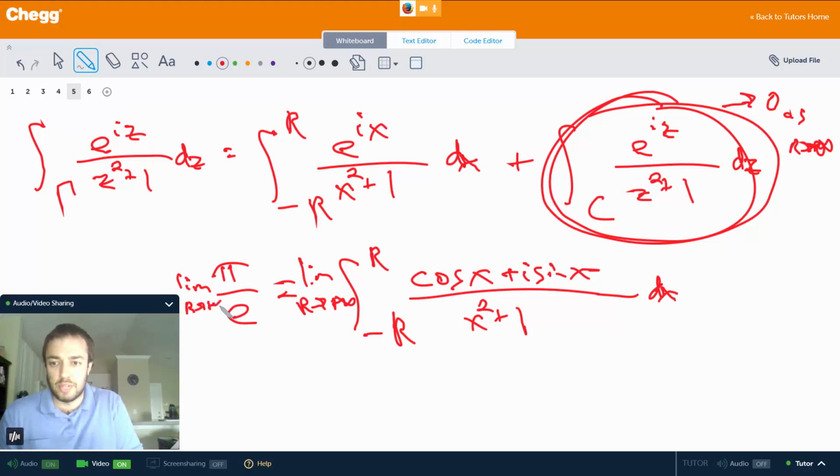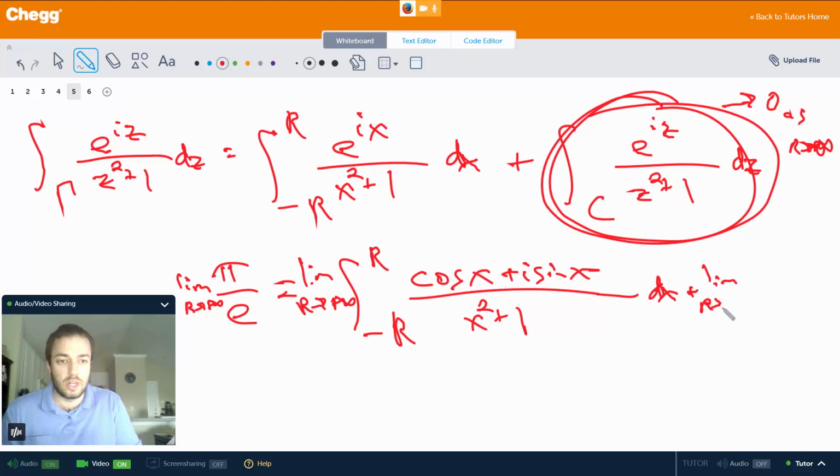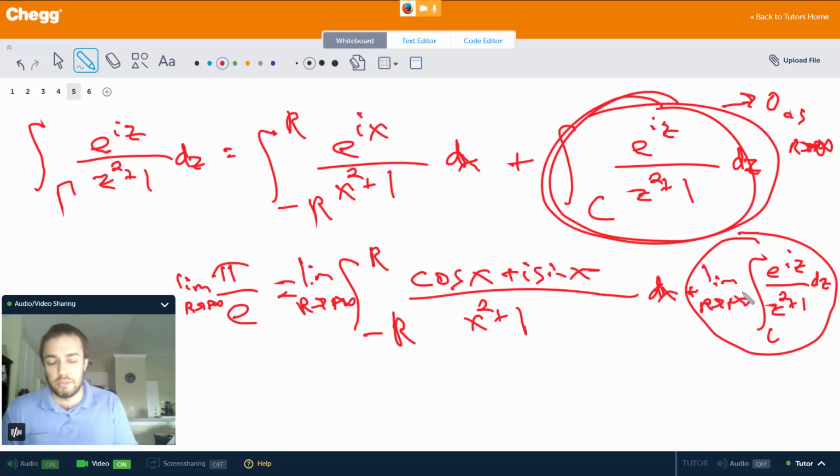Limit as r goes to positive infinity. All right, so we have that going on there. And plus the limit as r goes to positive infinity of the integral over c of e to the iz over z squared plus 1 dz. Okay, so like we just explained a couple times, this equals 0. Now that we're sending r to infinity, we're taking a limit as r goes to infinity, so this is now 0. All right, if we take a limit as r goes to infinity of pi over e, of course we still just get pi over e, because it's just a constant.